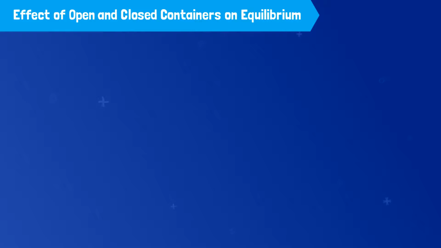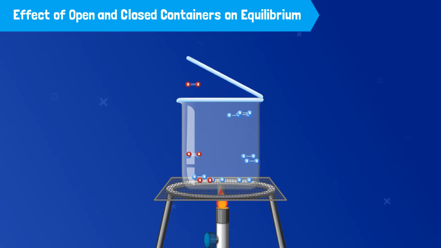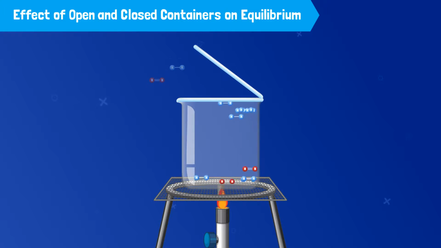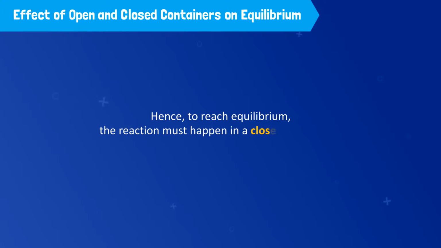Finally, we will look at how open and closed containers affect equilibrium. When a container is open, the molecules of both the reactants and the products can escape. The rate of forward and reverse reactions will never become equal. However, when a container is closed, both reactants and products are trapped inside. Therefore, reactants can react together to form products, and products can react together to form reactants. Hence, to reach equilibrium, the reaction must occur in a closed container.